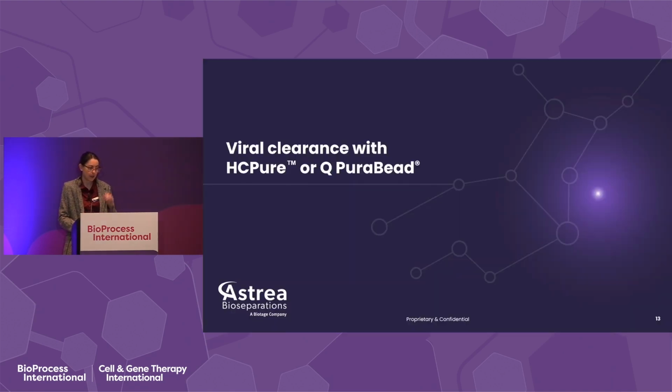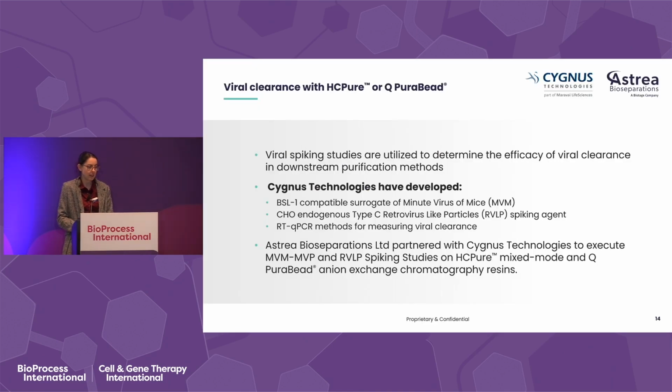So I'm just going to talk now a bit about a viral clearance study that we did in partnership with Cygnus Technologies. So viral clearance studies are important for any antibody that's going to be used as a biotherapeutic due to the clinical consequences of even low levels of viral contaminants. This might be contaminants from the cell line itself or from adventitious contamination during the purification process. So viral spiking studies are generally used to show the log reduction values across each of the purification steps within a process.